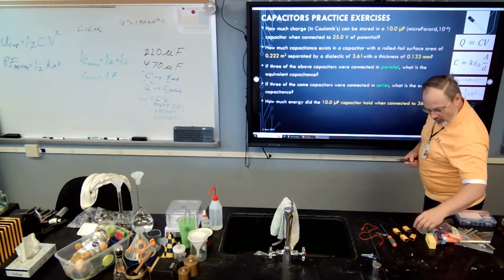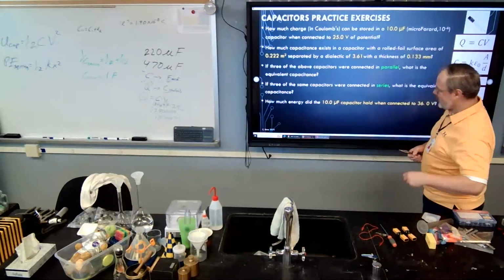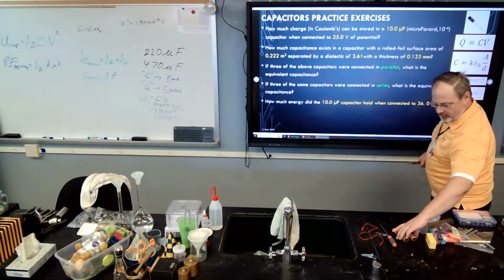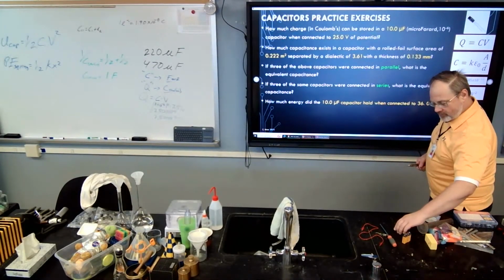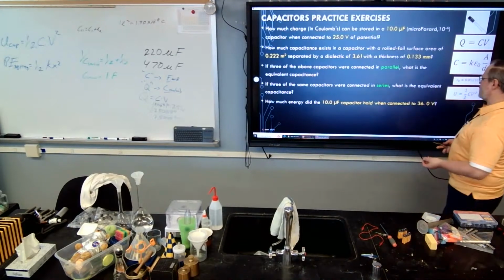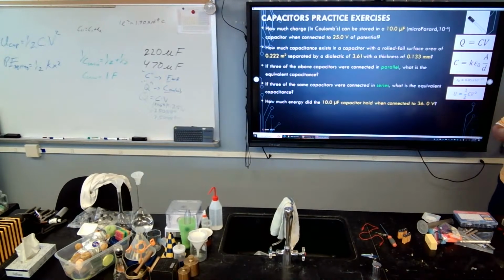Okay, last thing, how much energy? I didn't hit it, did I hit it with a 36? I did. So when I hit this thing with 36 volts, the 10 microfarad capacitor, how much energy did I store in the thing before it popped?